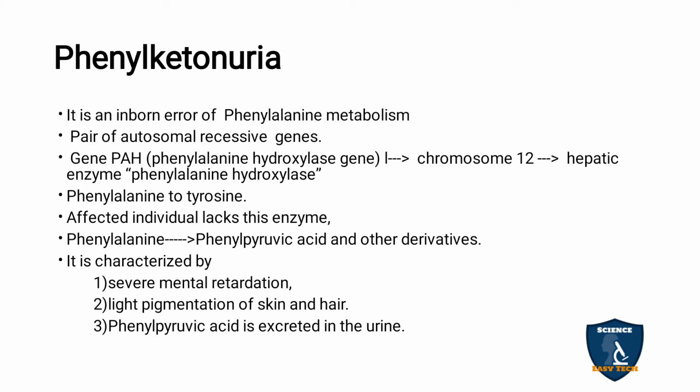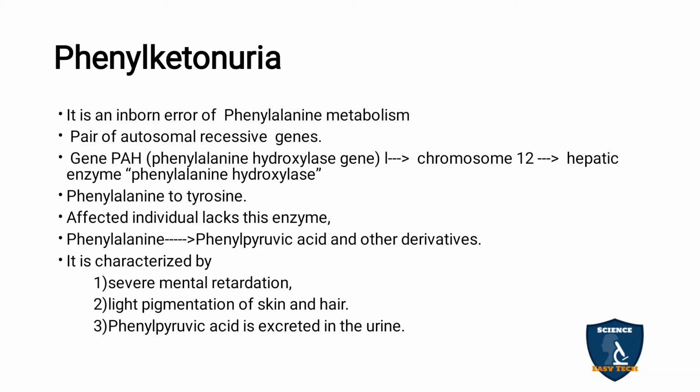What are the characteristics if a person has phenylketonuria? Severe mental retardation, that is the nervous system will be affected. Mentally they won't be in a normal condition. High pigmentation of skin and hair, the coloring of the hair and skin may be dark. Pigmentation means color. Phenylpyruvic acid is excreted in the urine.